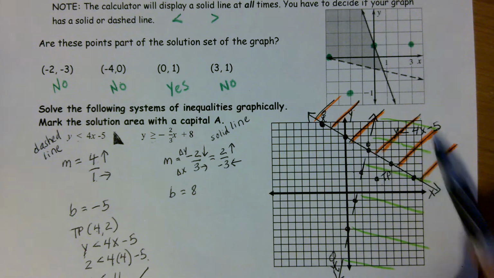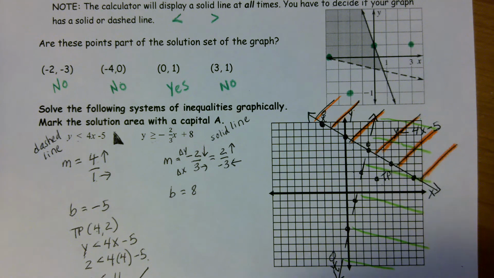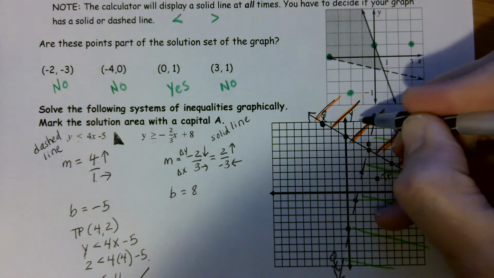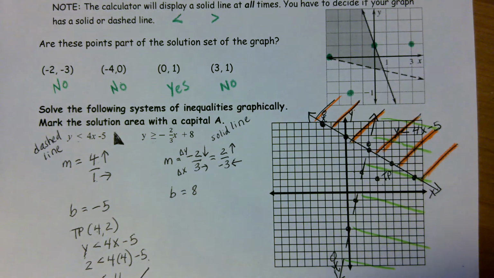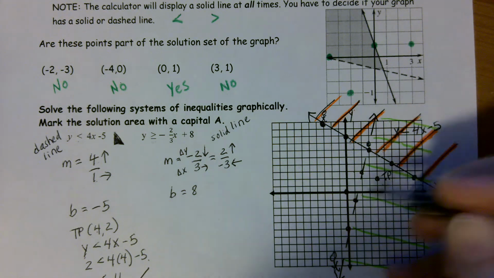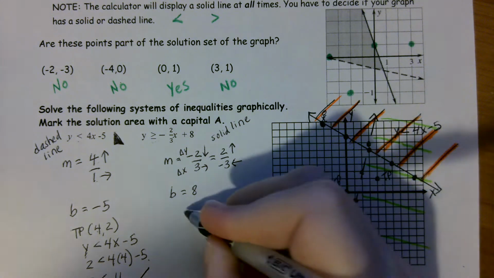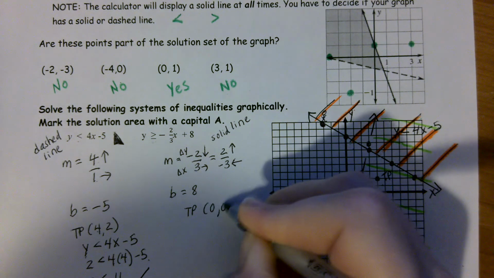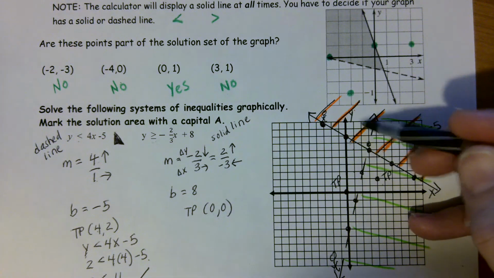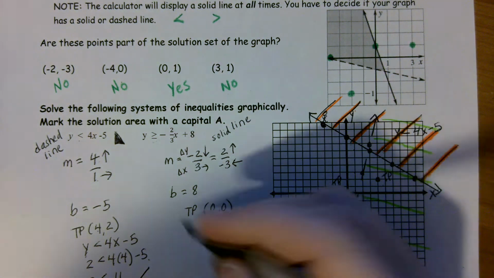Okay, before I write the solution set with the capital A, I'm going to pick a testing point here. And actually, you can pick a testing point anywhere. So I could say, you know what, I'm going to pick 0, 0. That's going to be my testing point. And because it's not in this shaded part, I do not expect it to work. So let's see what happens.